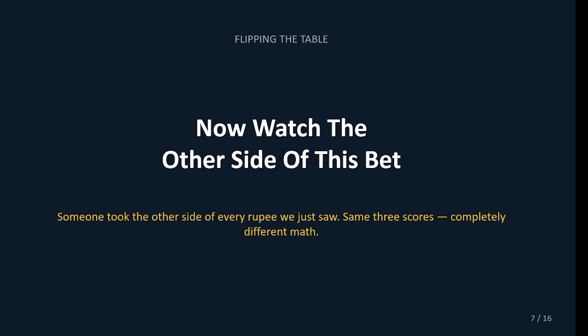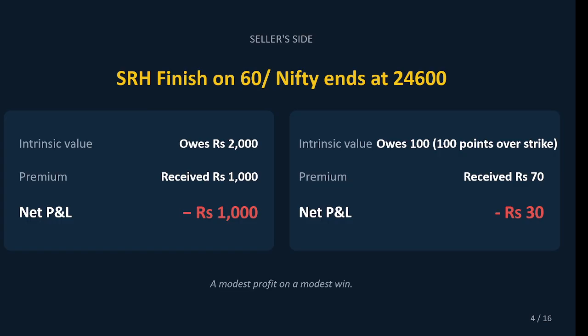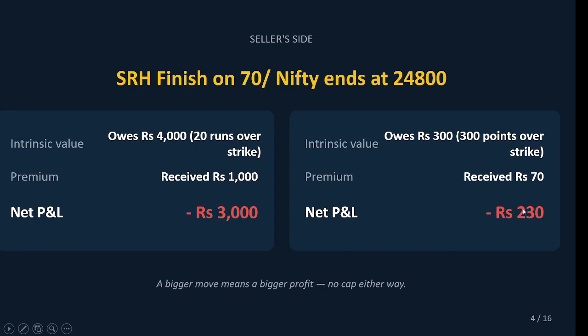Now this is the buyer side. There are always two sides of a coin. Suppose you are a seller. In that case, if SRH finishes at a 60 score, you will lose 1,000 rupees. Whatever the gain made by the buyer will be the loss for the seller. Similarly for this, it is minus 30. It will be the exact replica of what you saw earlier.